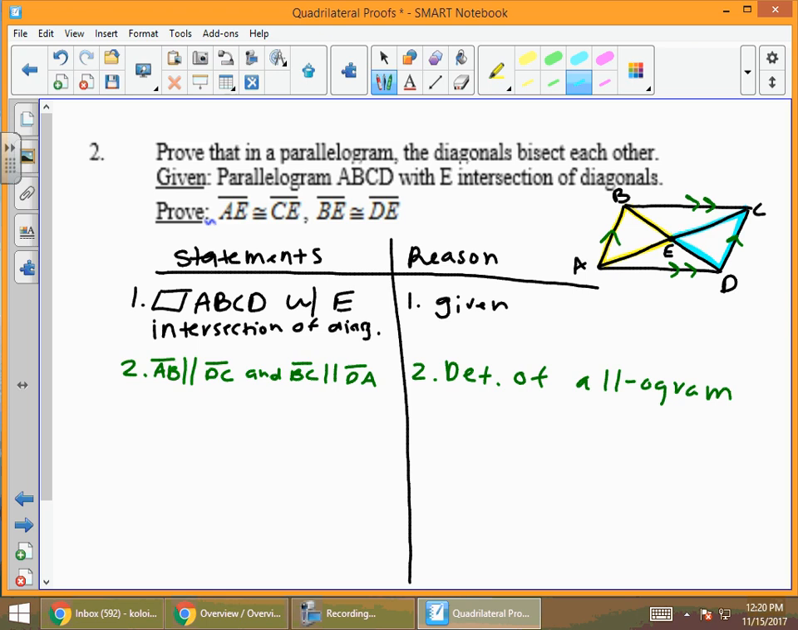You could have picked the bottom two. It doesn't matter. I just picked those two. We're not showing that the big triangles are congruent like we did on the last one, because that's not showing the diagonals bisect each other. You have to pick the two little ones. So whenever it's talking about the diagonals bisecting each other, you're picking either these two little ones or these two little ones.